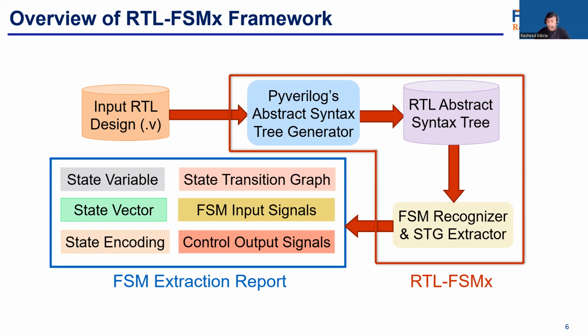And this FSM extraction report consists of state variable, state vector, state encoding, state transition graph in both text and graphical format, the FSM input signals, and finally the control output signals that are generated from the control FSM.